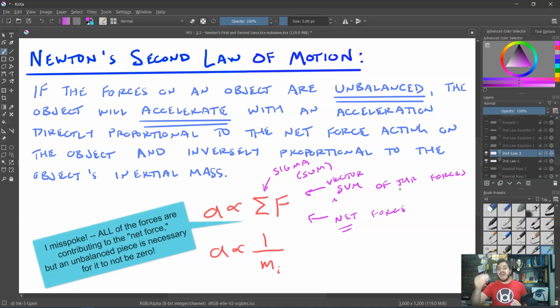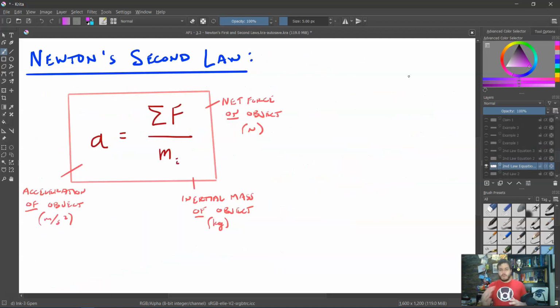But if you have a piece that is not canceled out, that would add into and be part of this value known as the net force. But while we wrote out Newton's second law in words a second ago, usually you just see it as this equation, that the acceleration of an object is equal to the net force on the object divided by the inertial mass of the object. Now, just to make sure we remember all the units, acceleration is in meters per second squared, net force, being a force, is in newtons, and inertial mass is in kilograms. Remember, net force is not a type of force, it is just whatever extra unbalanced force that we have.